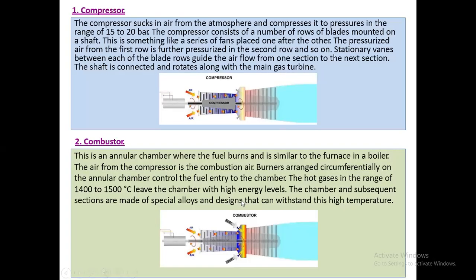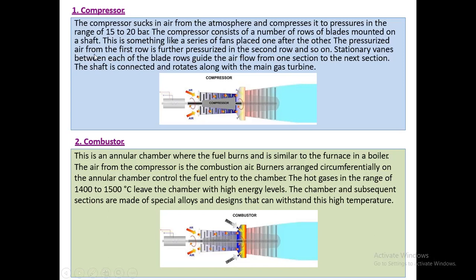In this slide, you can see the working principle of section number one, that is the compressor. The compressor sucks in air from the atmosphere and compresses it to a pressure in the range of 10 to 20 bar. The industrial unit of pressure is bar. The compressor consists of a number of rows of blades mounted on a shaft. This is something like a series of fans placed one after the other.